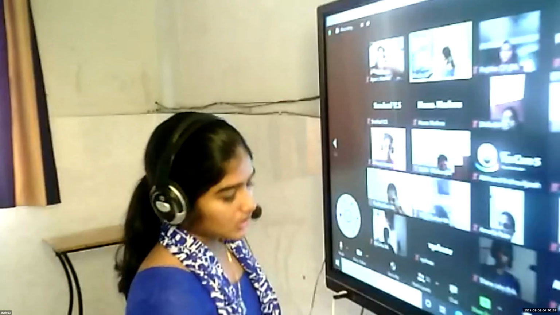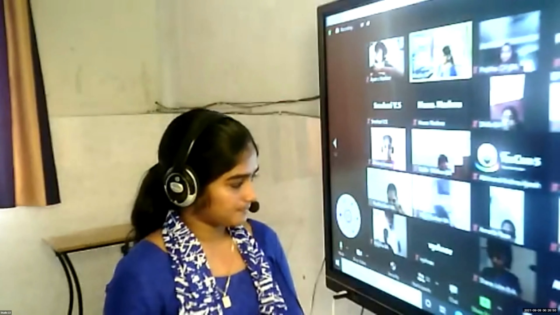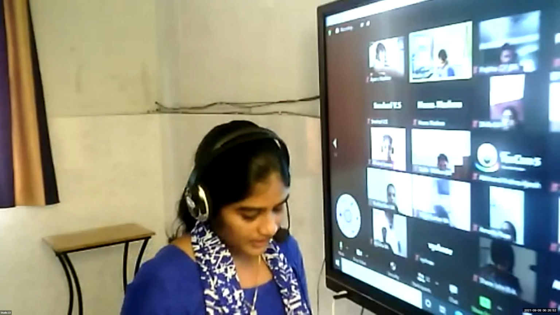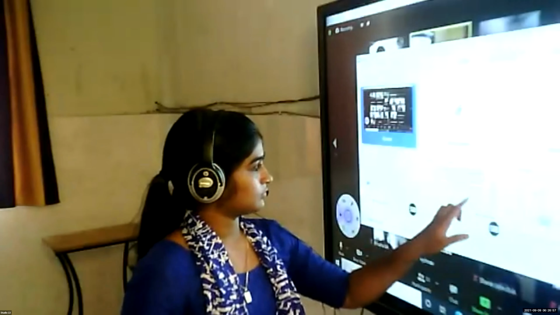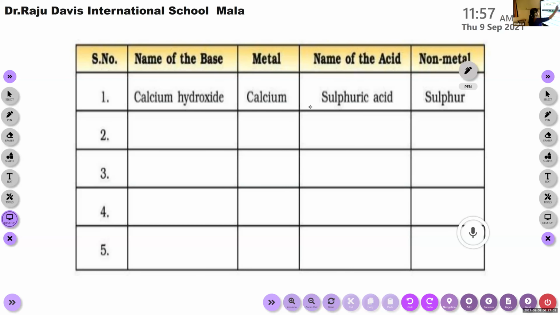Yes. So, there is one table in your textbook. Table 4.4, page number 48. Yes, this is the table given here in the page number 48. So we need to complete this table. First, you can write the name of the base. Name of the base. What is base?